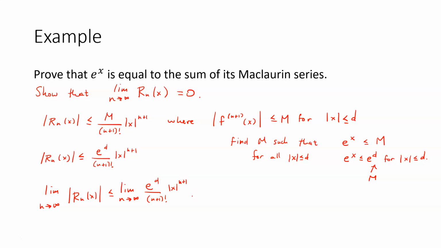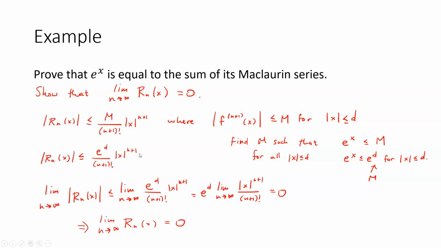e to the d is just some constant that you can pull out of the limit. So if I'm taking the limit as n goes to infinity of x to the n plus 1 over n plus 1 factorial, well, we know from what I was mentioning in the previous slide that factorials are going to grow much more rapidly than power functions as n goes to infinity, so this is going to go to 0. And that proves that the limit as n goes to infinity of Rn is equal to 0.